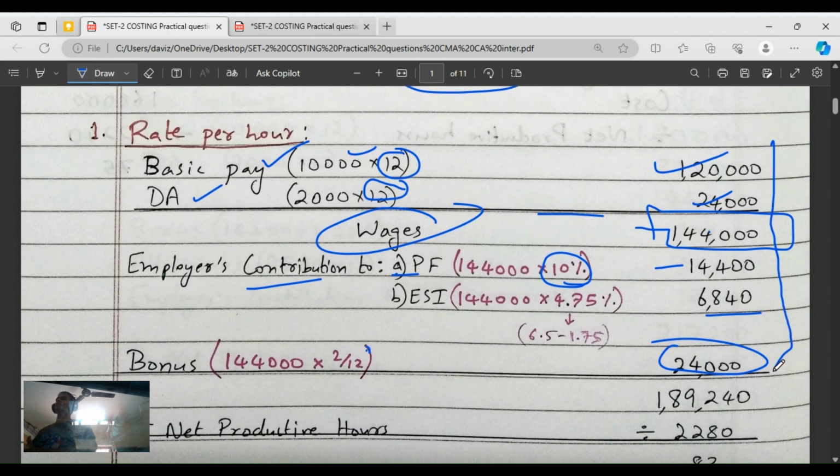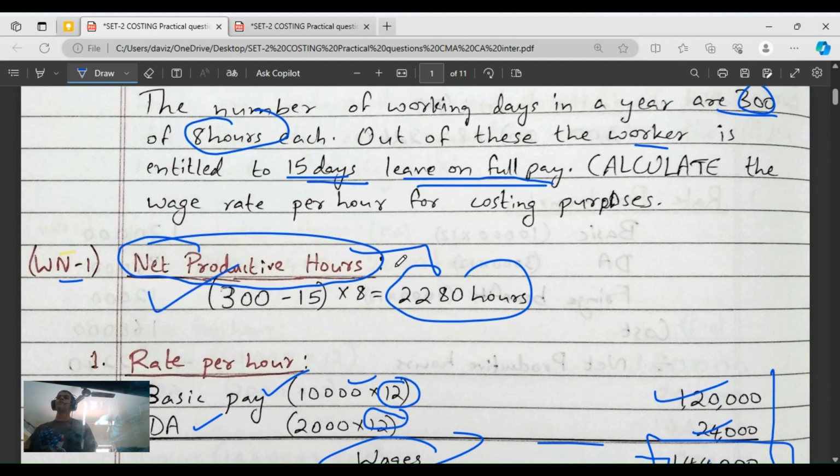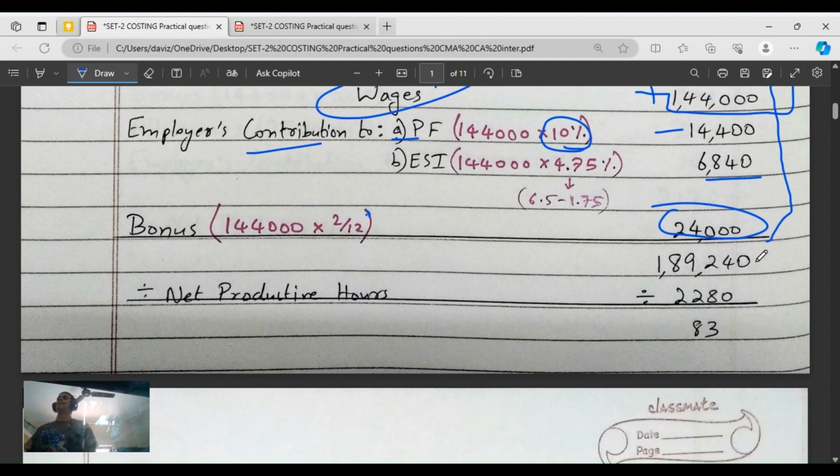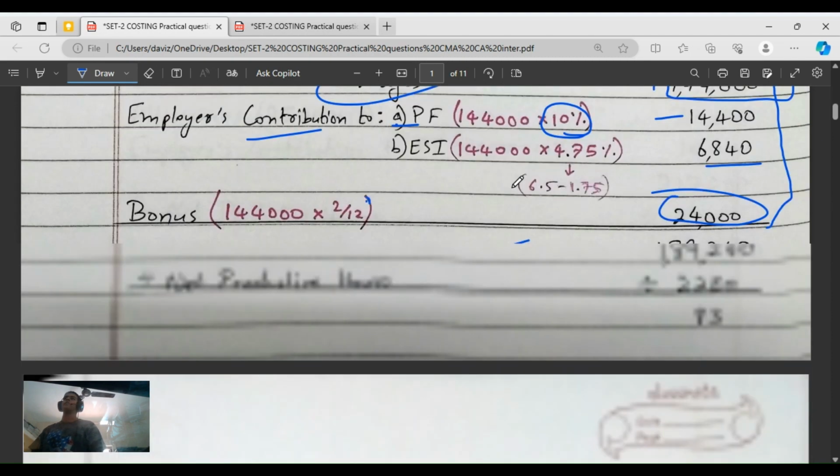Now we got the total cost, which is 1,89,240. We have already found the net productive hours. So 1,89,240 divided by net productive hours, we got 83 as the rate per hour. So we have found the rate per hour. Okay, next question.